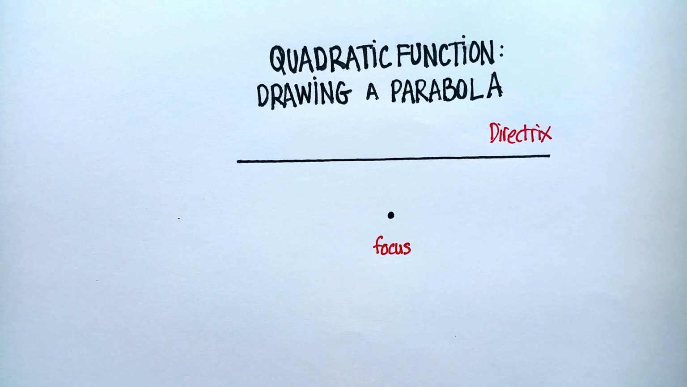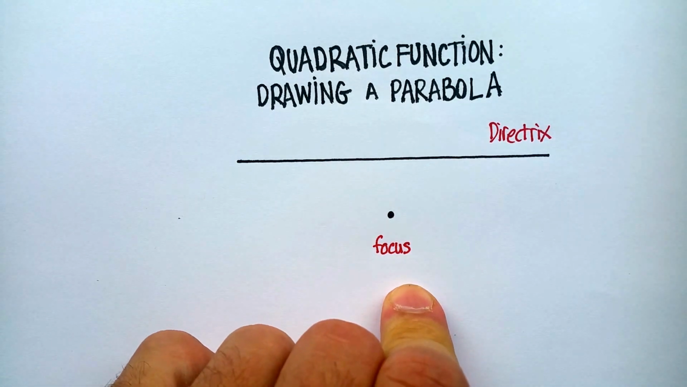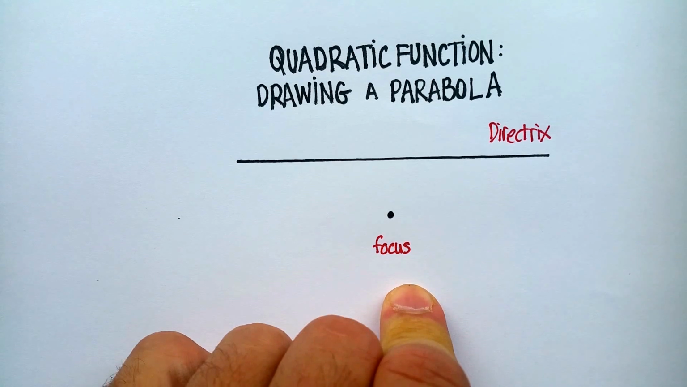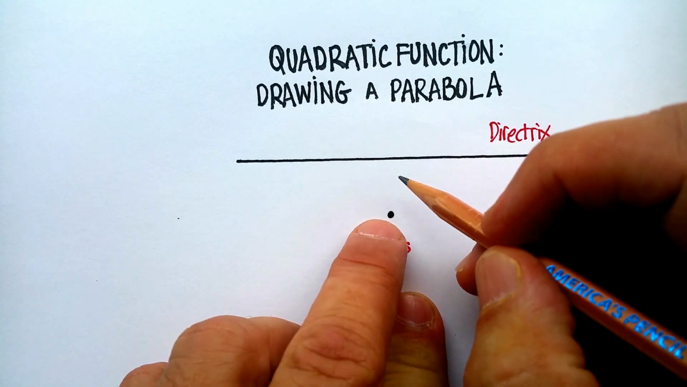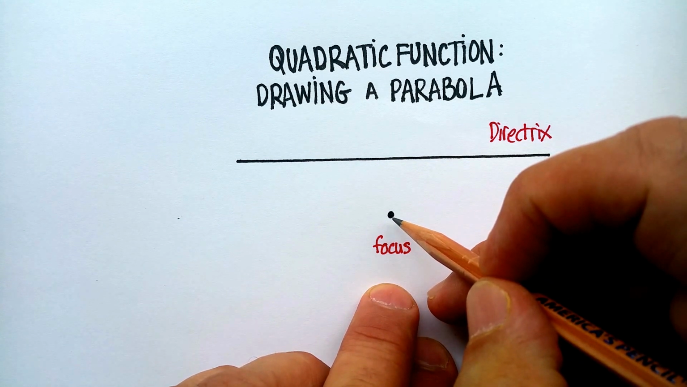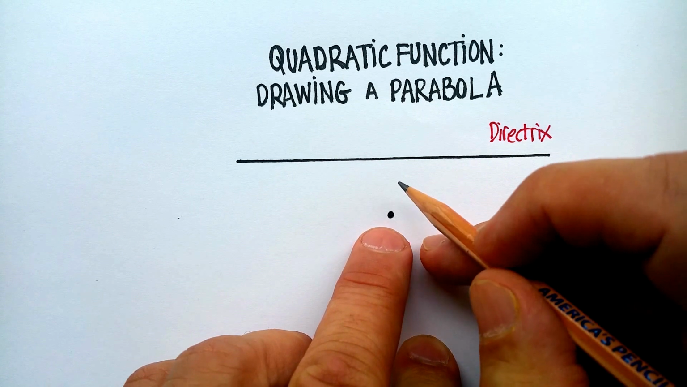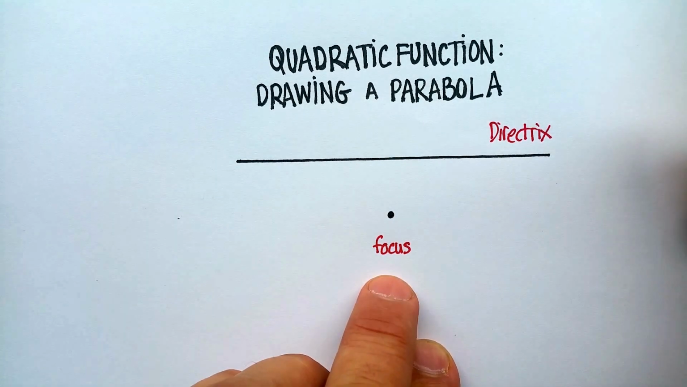Now, the definition of a parabola is any point that is an equal distance from the directrix and the focus. Okay, so any point that is an equal distance from the directrix and the focus.